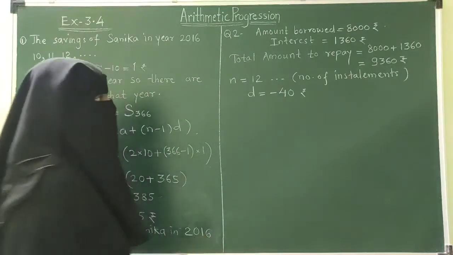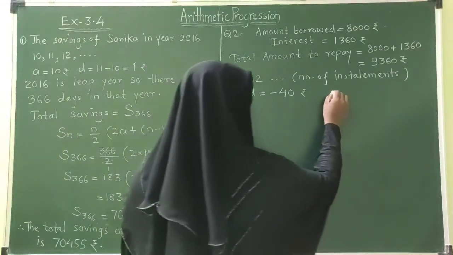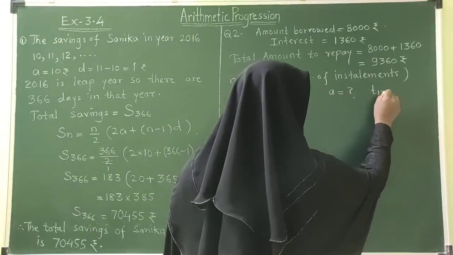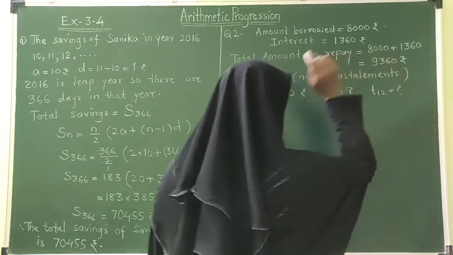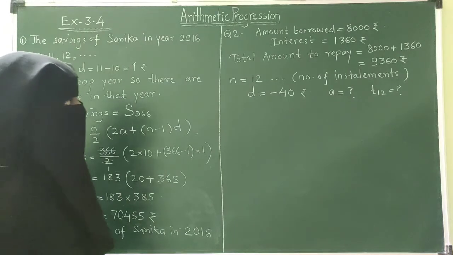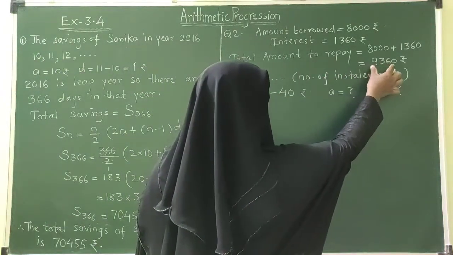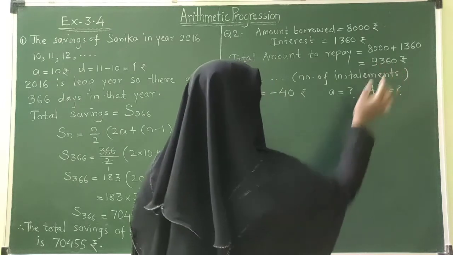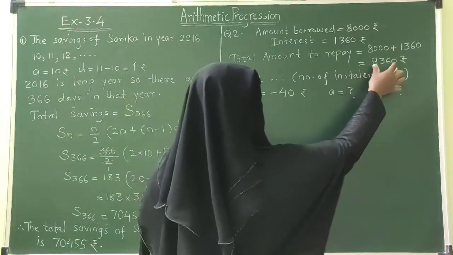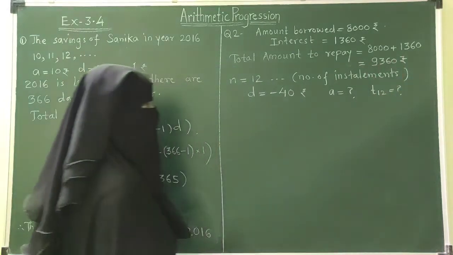We have to calculate first installment and the last. That is, we have to find out A and T12. For finding A and T12, first of all, we have to see what is given here. It is S12. What is given here? S12. That is sum of 12 installments.